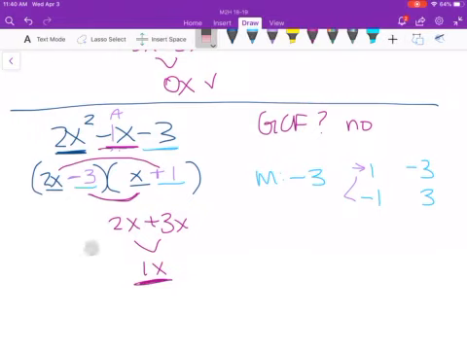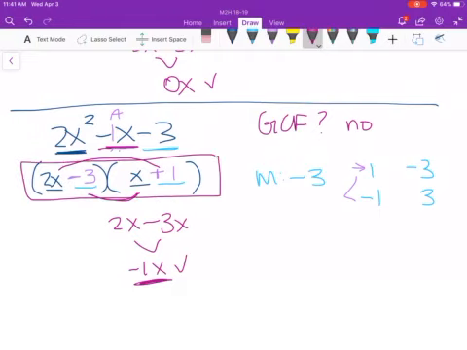So now when you go to multiply, 2x times 1 is positive 2x. And then negative 3 times x is negative 3x, which would give you negative 1x, which is what we want, which means this would be our final answer when we guess and check. Okay?